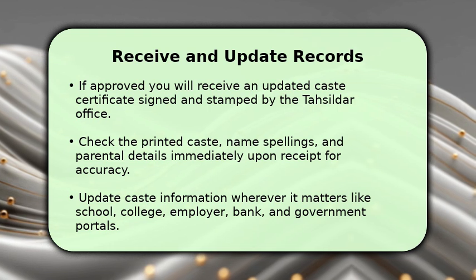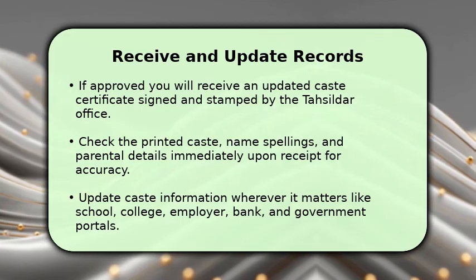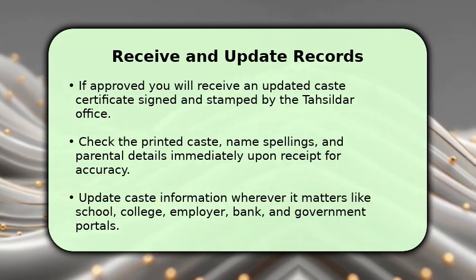If errors persist, file a review with the district collector or civil court. Retain receipts and application reference numbers for future status checks and appeals.